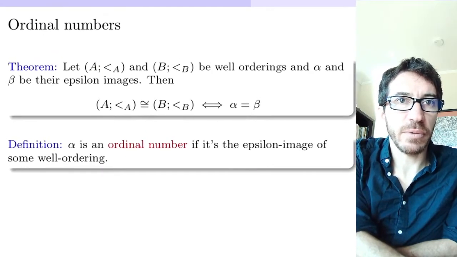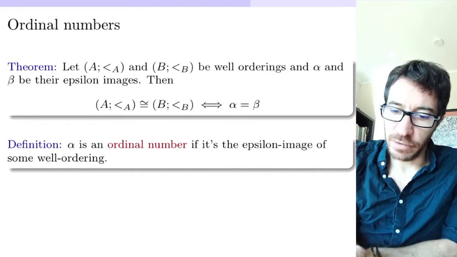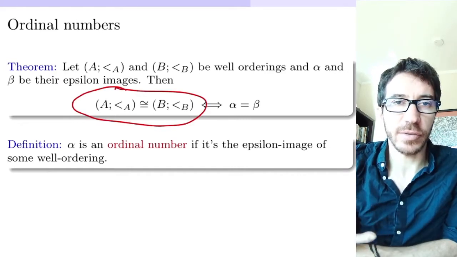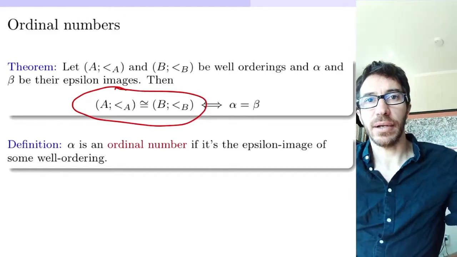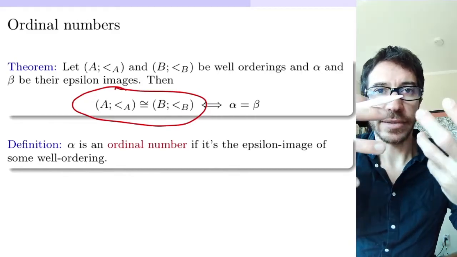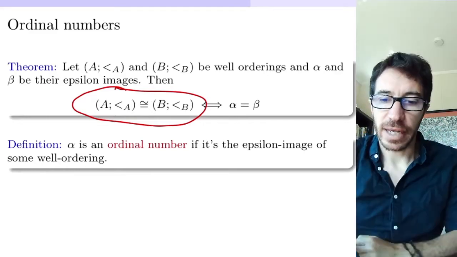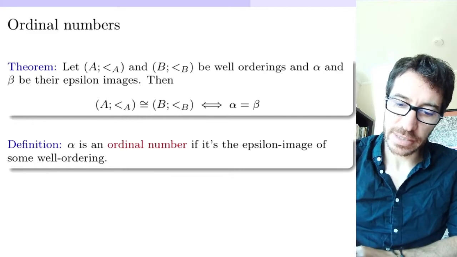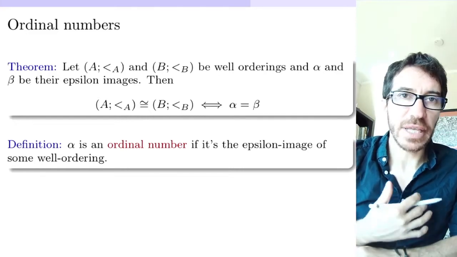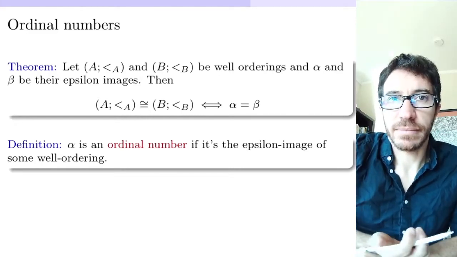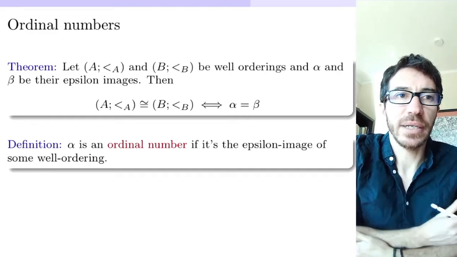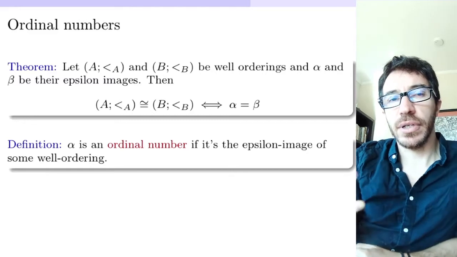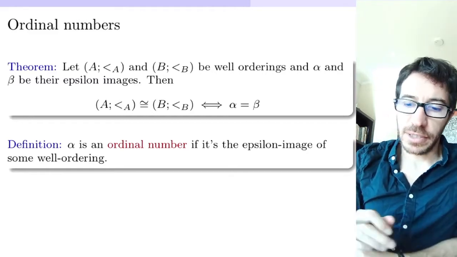That's what we wanted when we said we want a representative. So now we have, for the whole isomorphism equivalence class of a well-ordering, we can group all the ones that are isomorphic and use its alpha as the representative for all of them, the epsilon image. So then we're going to say that alpha is an ordinal number if it's the epsilon image of somebody. So everything that is the epsilon image of somebody is going to be called an ordinal number. And they are just representatives for well-orderings in this sense.